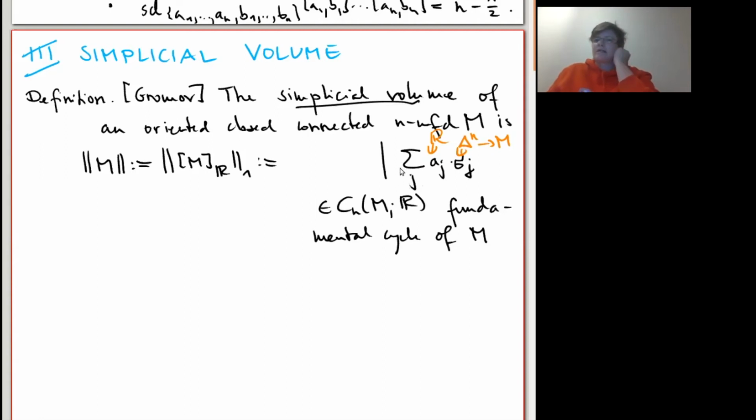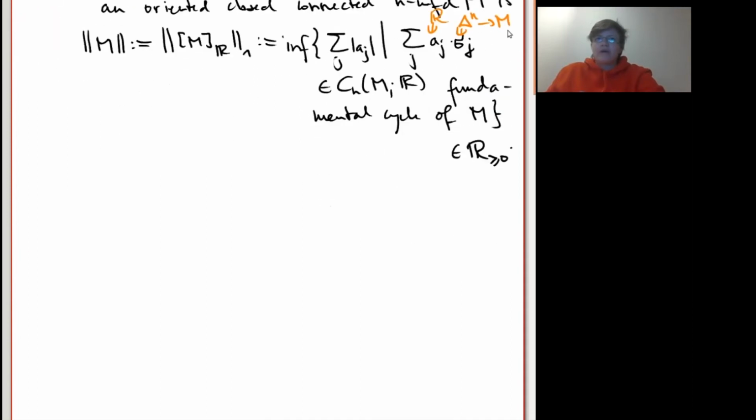Now I want to assign a size to these cycles, and there are many ways of doing this, but there's one way that really doesn't require any geometry or anything. I could just count the number of simplices, but I also take the weight of the coefficients into account. So I just take the one norm of this chain. So I sum up all the absolute values of the coefficients, and then I optimize over that. So I'm looking for the infimum of this. Okay, so this gives a non-negative real number. I don't know, this is an algebra seminar, so I don't know how familiar you are with all these things.